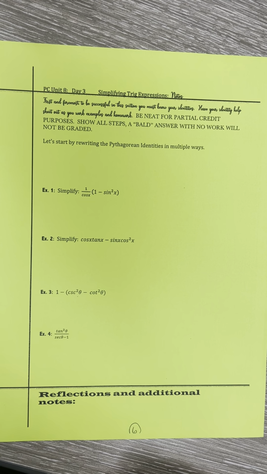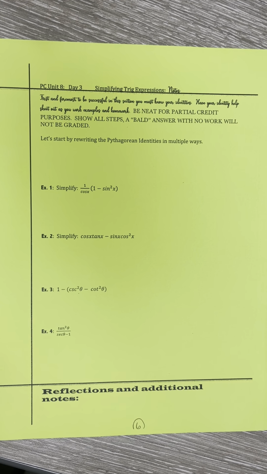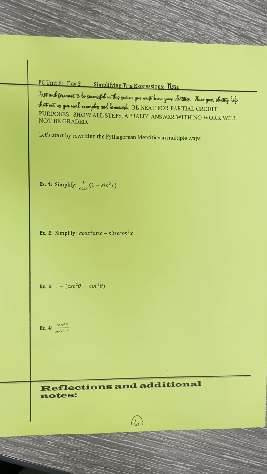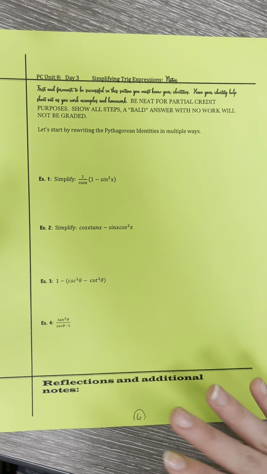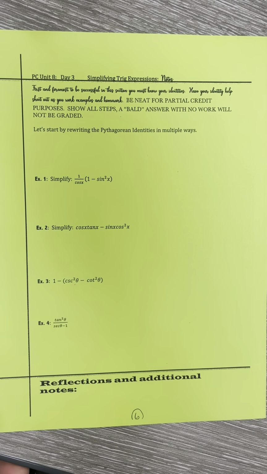All right, guys, welcome to 8.3. This is going to be simplifying trig expressions. We're also going to be verifying trig expressions. So in order to do this, you have got to utilize your identity sheet. You'll want to have that out as you're working. I'm going to write notes on the identities up at the top, and then we'll begin to simplify.